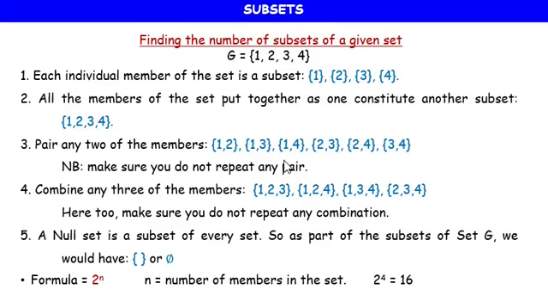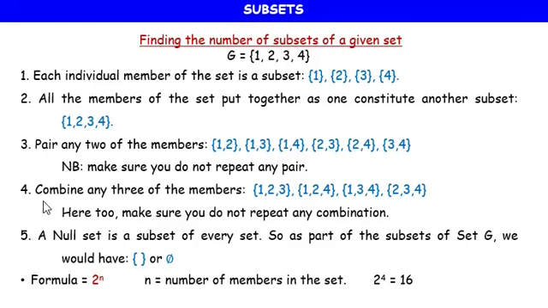But please take note of this. Make sure you do not repeat any pair. For instance, we are seeing 1 2 here. Do not rewrite 2 1, because 1 2 and 2 1 are the same. So 1 2, I shouldn't see 2 1 because 2 1 is also 1 2. So bear that in mind.